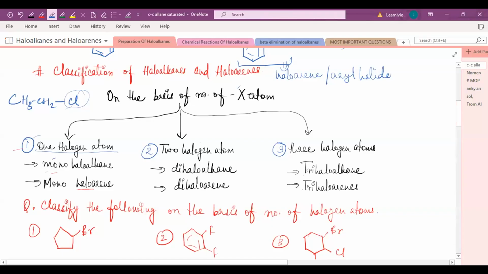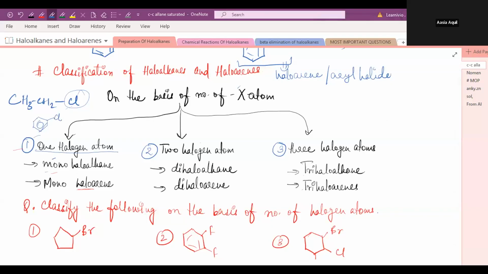Okay, and if it is a haloarene, suppose a benzene ring is there, and if I attach chlorine over here, you can see only one chlorine is attached to this aromatic ring. So this is known as monohaloarene. Clear, Aneesha? Monohaloarenes. Yes, ma'am. Similarly, when two halogen atoms are present, we call it a dihaloalkane and dihaloarene.